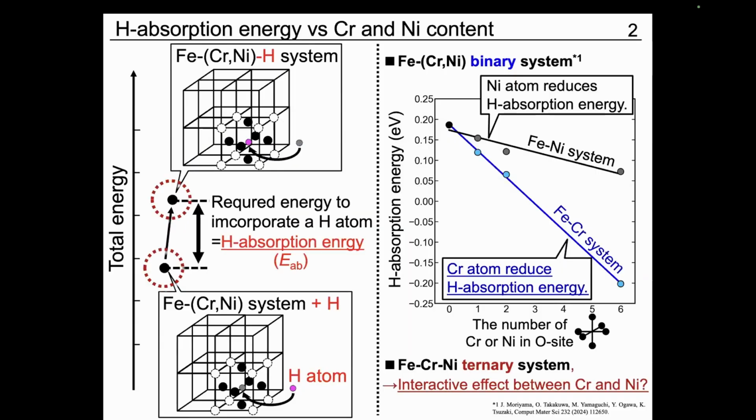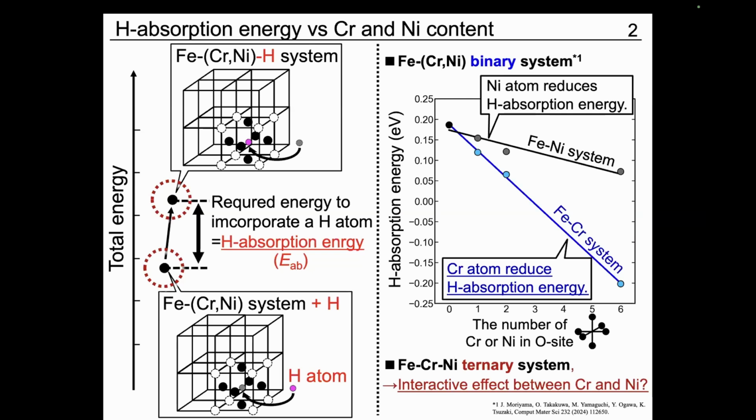So in the previous study, we calculated the hydrogen absorption energy in iron chromium and iron nickel binary systems. This energy is the required energy to incorporate hydrogen atoms into the metallic systems, and a reduction in this energy means increasing hydrogen solubility of these alloys. As a result, chromium and nickel decrease the hydrogen absorption energy in iron chromium and iron nickel systems.